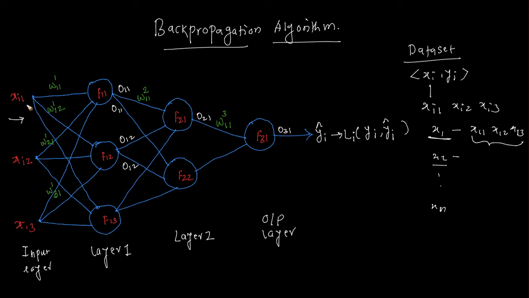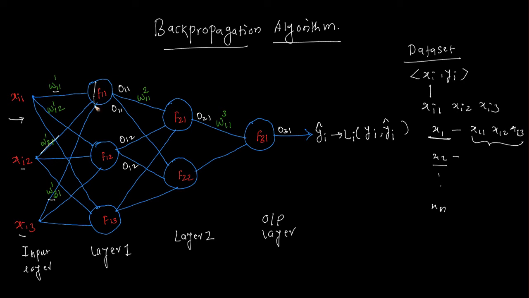Let's say we are giving this ith data point as input. So the three features of this ith data point are xi1, xi2 and xi3. What happens here? These inputs are sent in the forward direction. This first feature gets multiplied with this weight W111 and comes here in this neuron. The second feature gets multiplied with the weight on this edge, W121, and comes here. This feature gets multiplied with this weight and comes here.